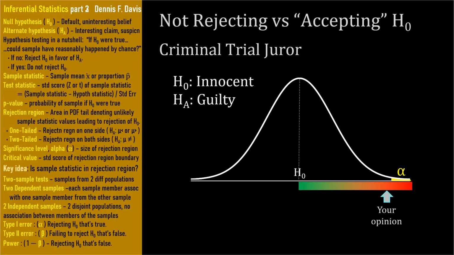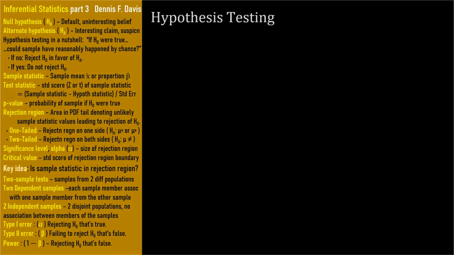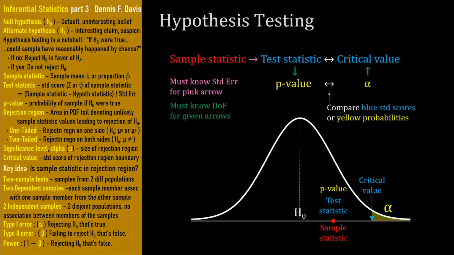It's the same with hypothesis testing. When you fail to reject H0, you're saying there wasn't significant evidence to reject it. You're not saying you think it's true. All of hypothesis testing is taking your sample statistic, converting it into a test statistic, and comparing that to a critical value determined by alpha. Always draw a PDF to guide your path and thought process.